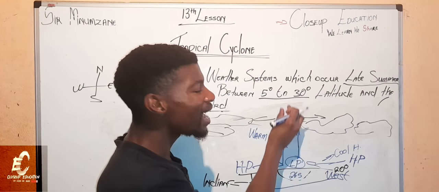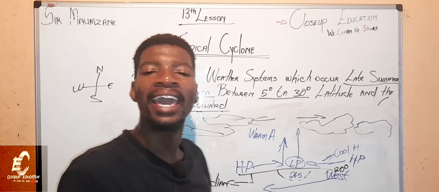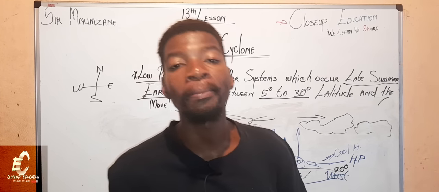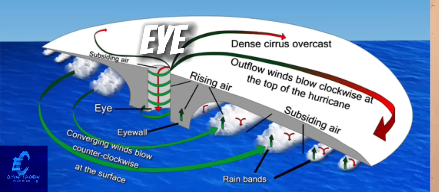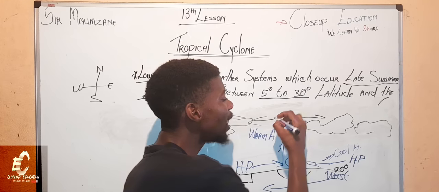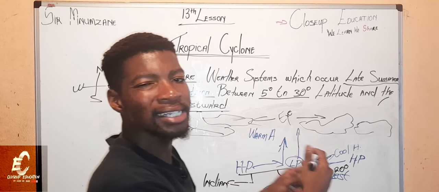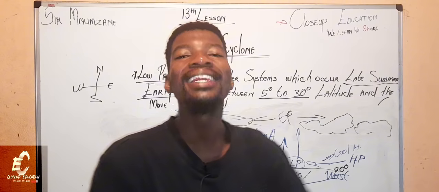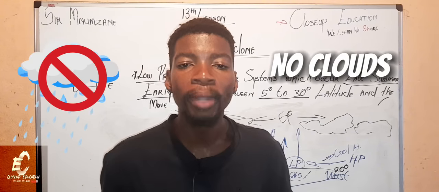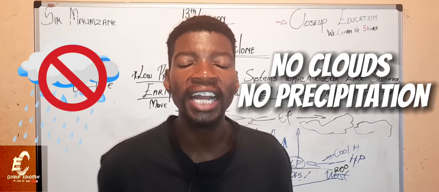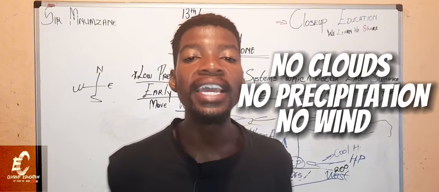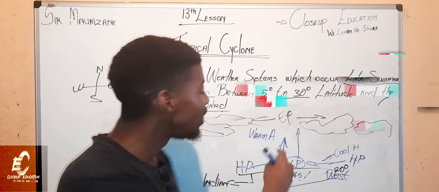So in this area where there is rising air, this area is given a name. It is called the eye. So this is the eye of the cyclone, right? In the eye, what is the weather condition? In the eye, there are no clouds, meaning there is no precipitation and there is no wind. There is no wind in this eye.